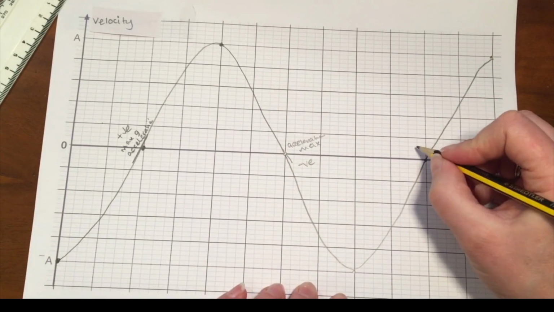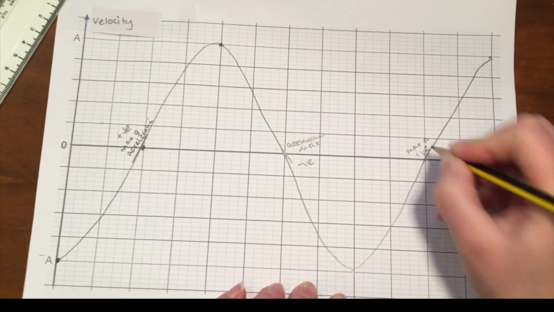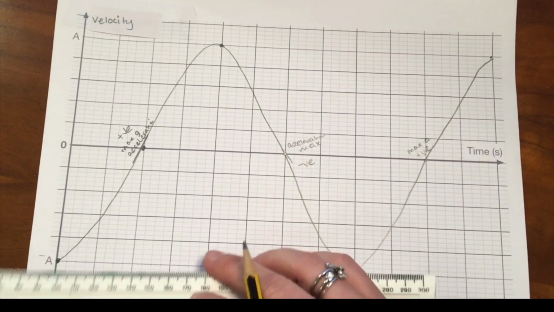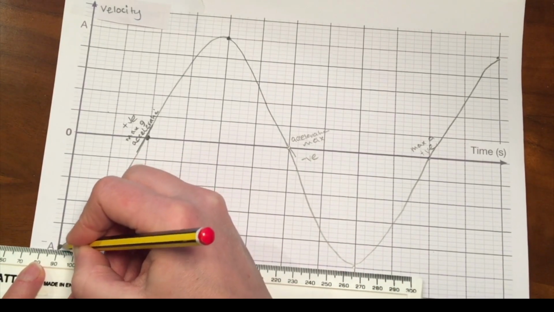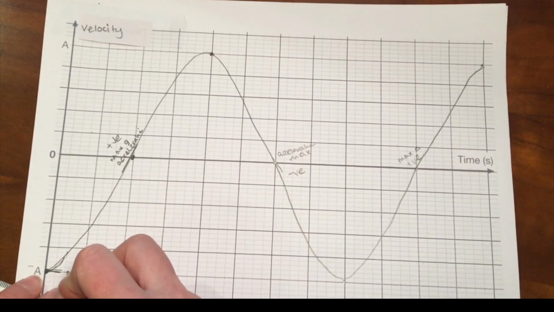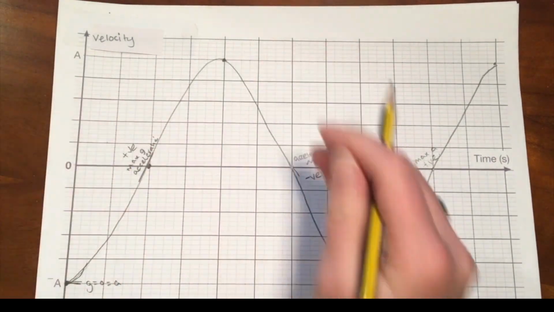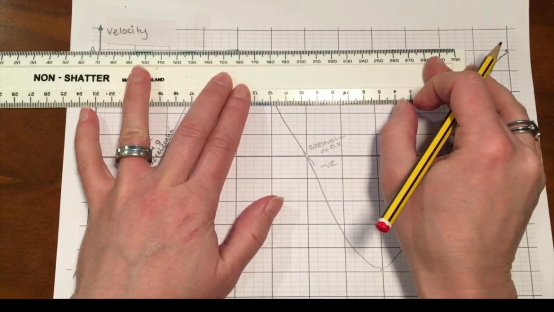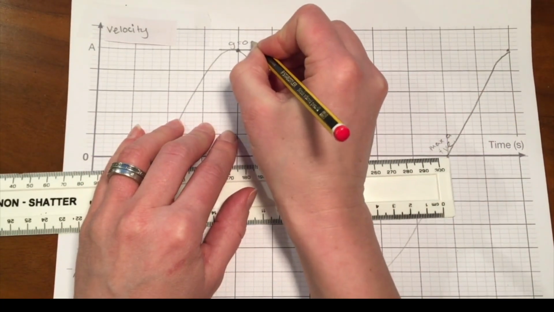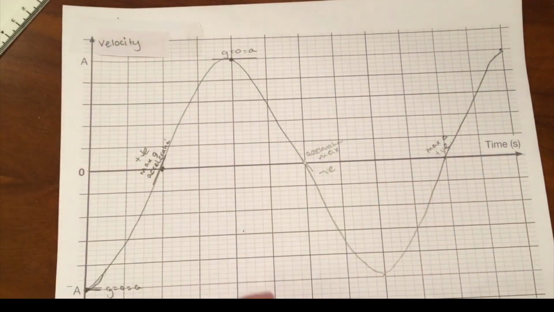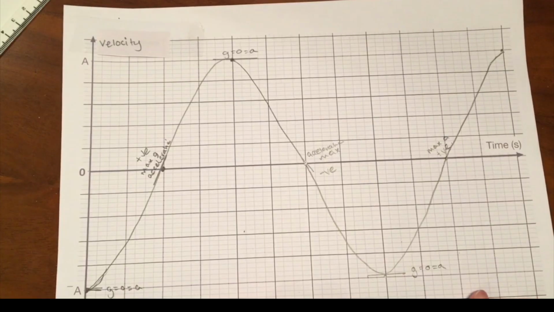And here we have acceleration, maximum acceleration, and it's positive. At these points here, that should sort of be curving round. That's got a gradient of 0, which means acceleration is 0. Here, we have a gradient of 0, so acceleration is 0. And here we have a gradient of 0, so acceleration is 0, and so on.